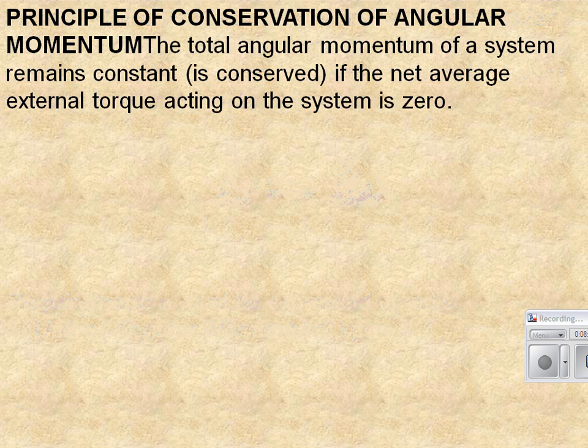So since there was the conservation of linear momentum, we also have something called the conservation of angular momentum, which states that the total angular momentum of a system remains constant if the net average external torque acting on the system is 0. And then we learned about external torque and internal torque. So we don't want any external forces causing the object to accelerate.